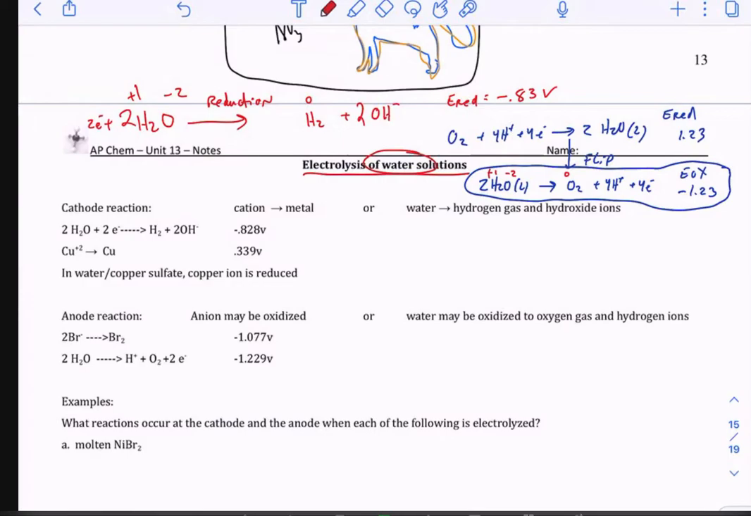So let's examine a copper bromide solution.